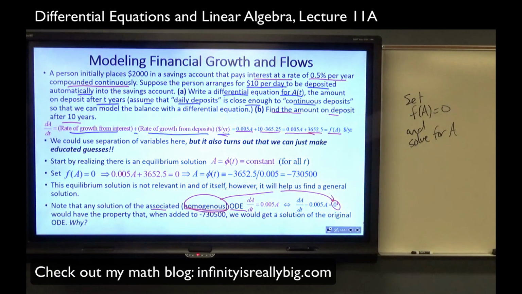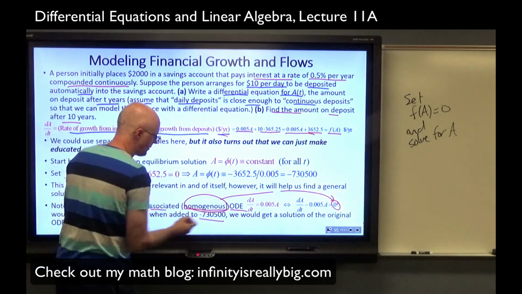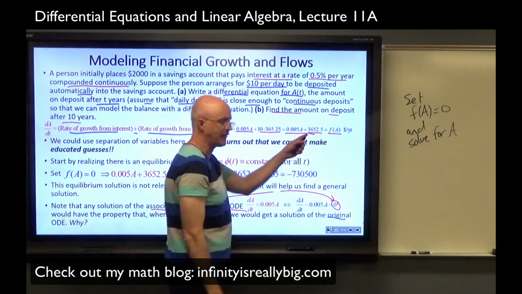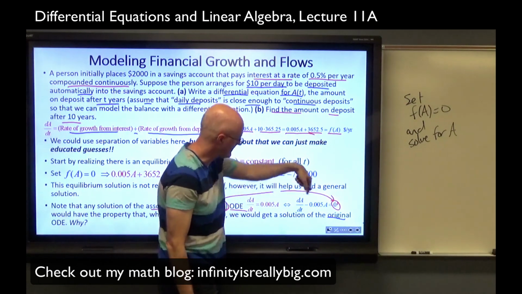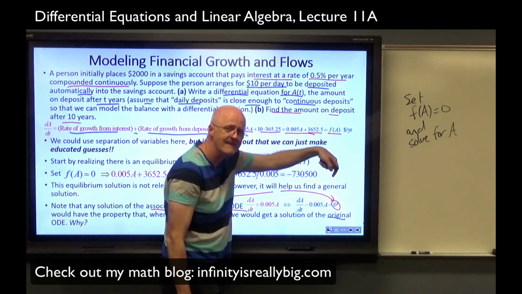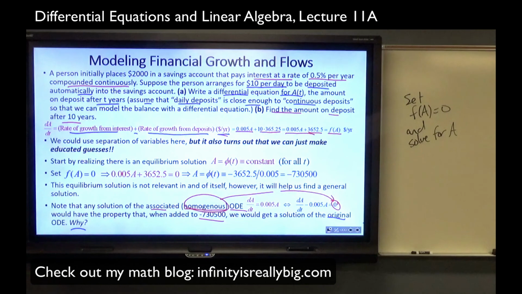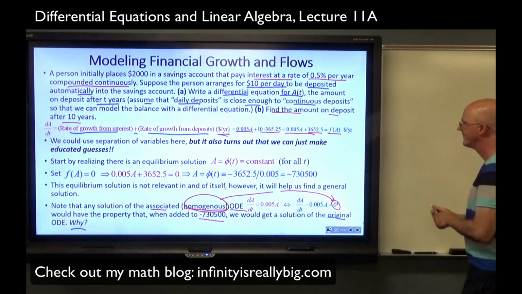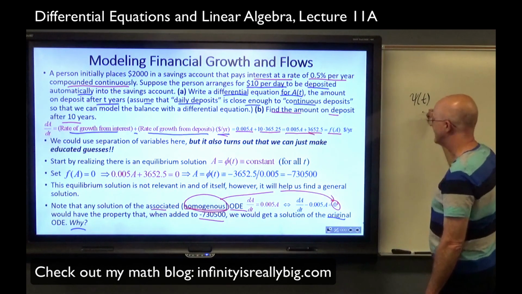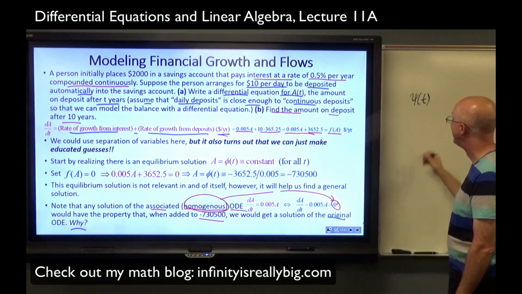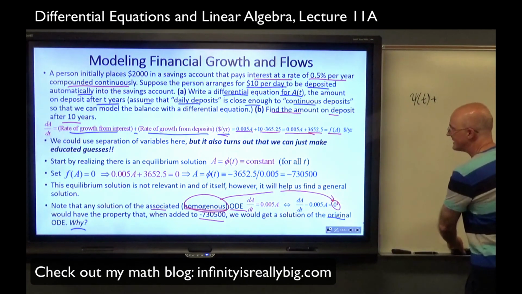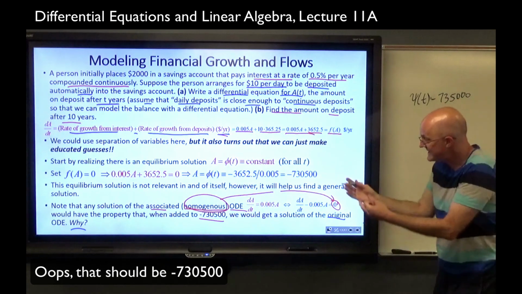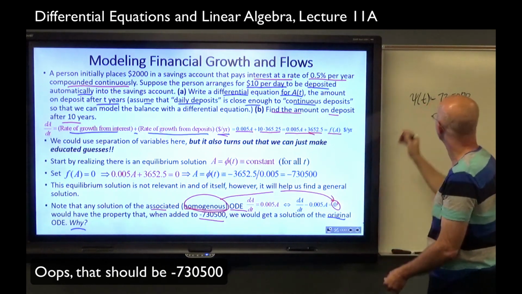Any solution of that would have the property that when added to this constant function, this equilibrium solution, we would get a solution of the original ODE, the original. That's got the 3652.5 there. That's non-homogeneous, because if I wrote it like this, it would have the 3652.5 over there. Why? This is the heart of linearity in the situation. If I called psi of t a solution of this homogeneous equation, and I added it to negative 730,500, and saw, is this a solution of the original equation, what would that mean?